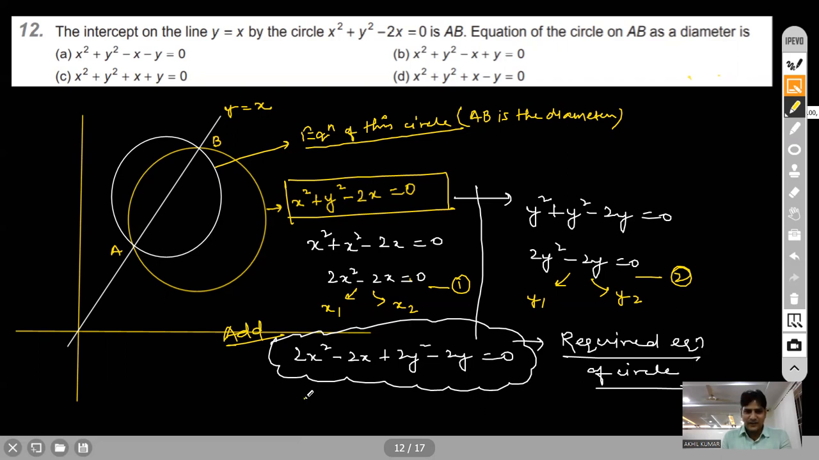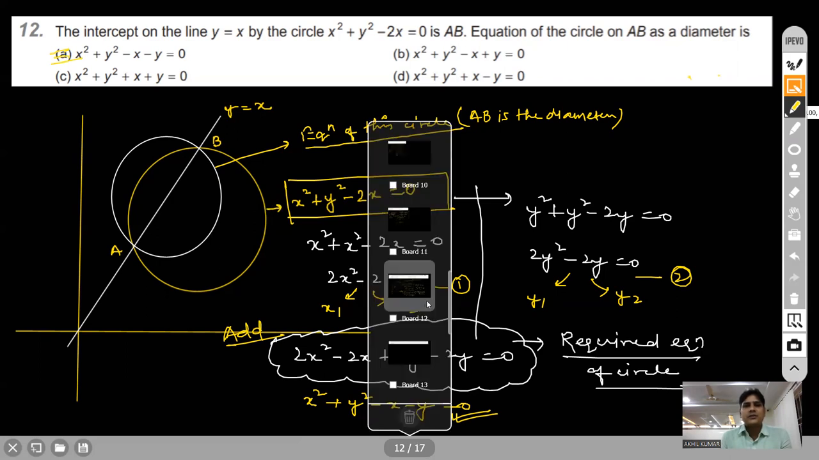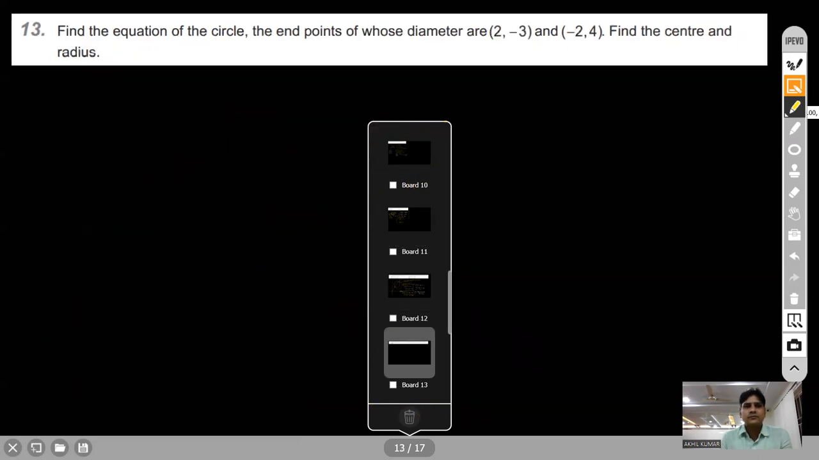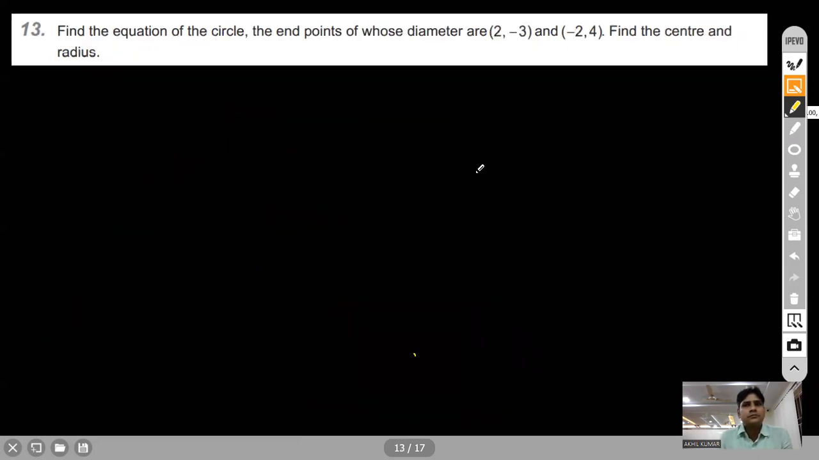So two, you can take two common from here. So x square plus y square minus x minus y equal to 0. This will be our answer. x square plus y square minus x minus y equal to 0. So for this question number 12, option A is correct.